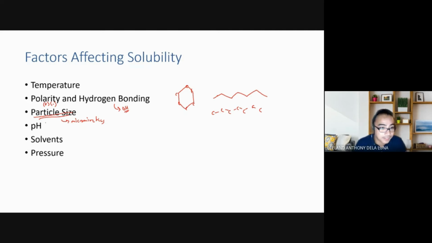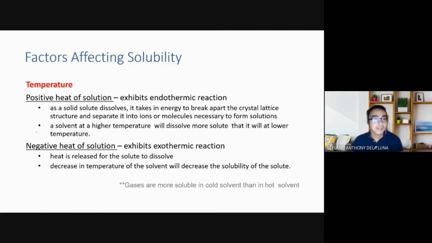pH, we have a separate topic for this. That's for next meeting. We'll be talking about the Henderson-Hasselbalch equation and its application, class, not only in terms of solubility, but how the drug will behave inside the body as well. Kaya, class, nag-separate tayo ng topic for pH alone. Of course, next would be solvents. What type of solvents are you using? Is it polar, non-polar? Obviously, anong klaseng solutes ang pwedeng matunaw sa polar at non-polar solvents? And then lastly, class, pressure. How does pressure affect solubility? Right? Okay, let's talk about temperature.